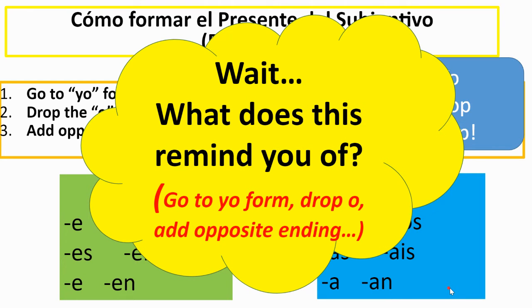Yes, this should make you think of commands. There was a reason, there's a method to the madness, right? There is a reason why we learned how to do commands first, so that you could get in the habit of yo drop and swapping.